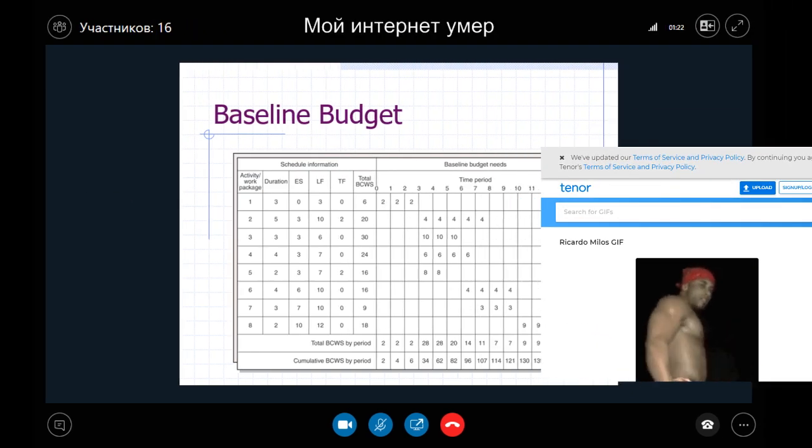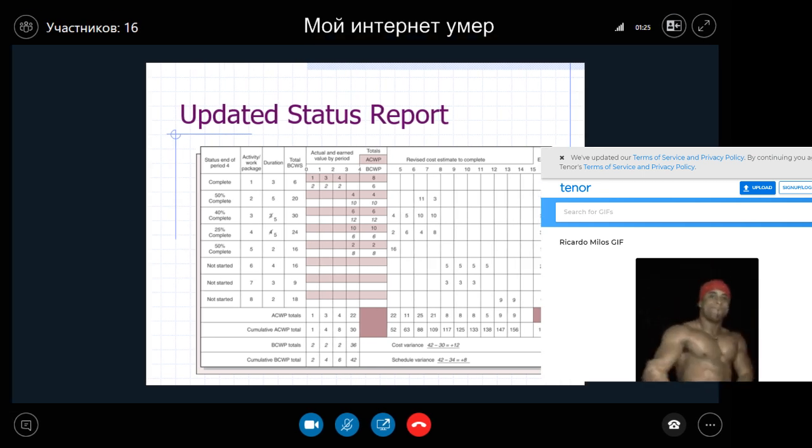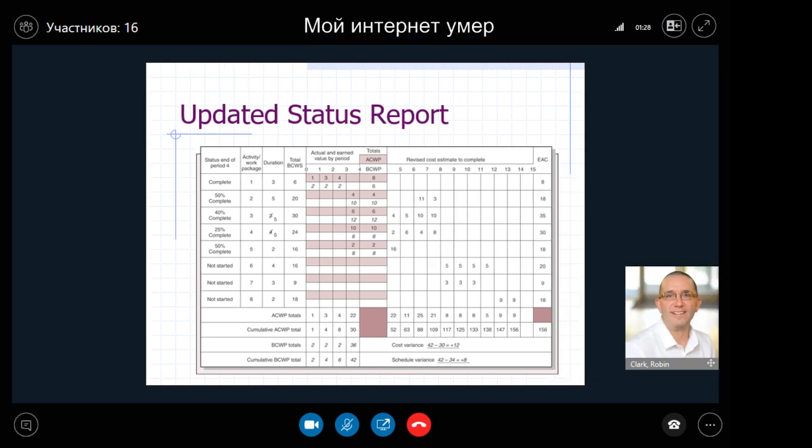And then you'll have the updated status report that will indicate to you what you have spent at a particular point in time in comparison to what you should have spent. And you'll get an indication also as to how much the project has been completed at a particular point in time. So if you look at this updated status report for this particular point, you can then see that we can calculate a cost variance and a schedule variance, which in this case, they're both positive, which says that the project is on target and it's on budget.